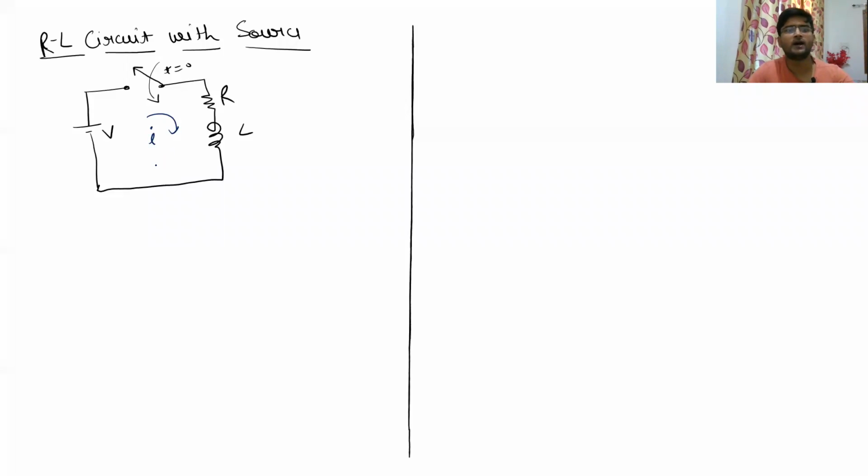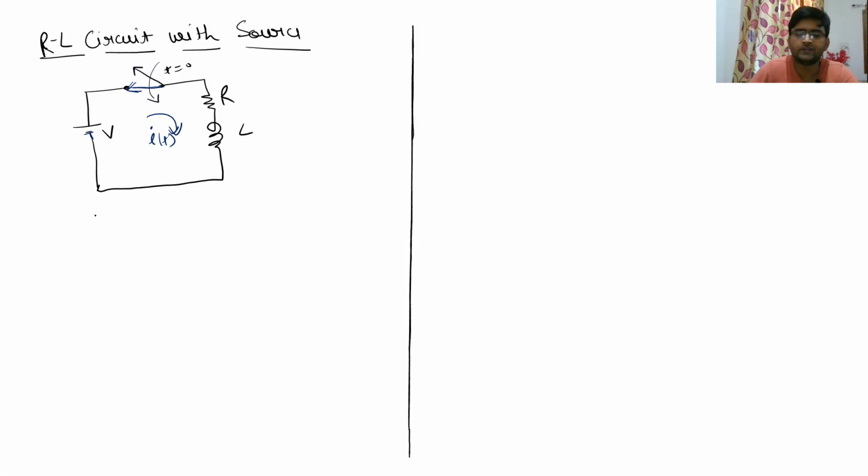Now let us talk about RL circuit with source. In this circuit, you see that there is a source V, and at time t is equal to 0, we are going to switch this on. So what is going to happen at t is equal to 0, this switch will be connected to here, and there will be current I(t) flowing in this particular circuit. So we are going to calculate the function of I(t).